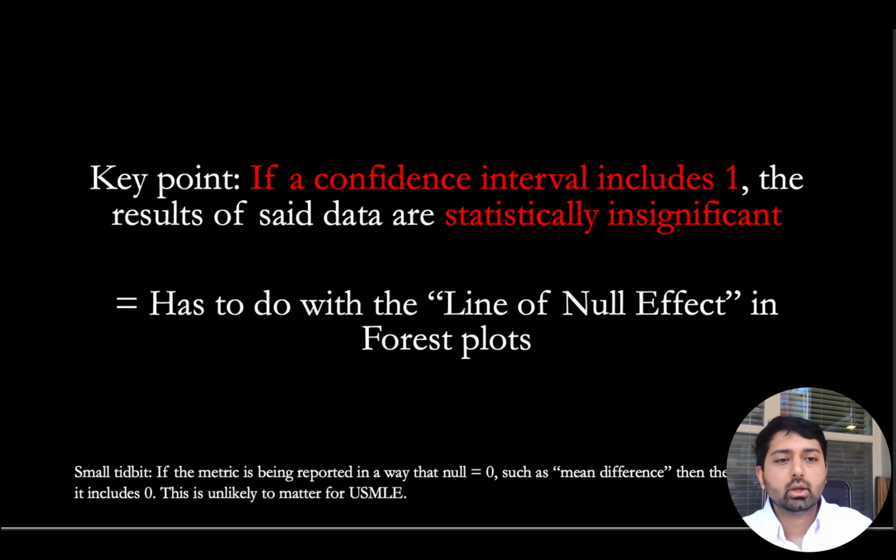You can either memorize that or you can think about it. It has to do with something called the line of null effect. If a confidence interval includes 1, the results of said data are statistically insignificant. And if you think about why that is, when you're talking about things like relative risk or odds ratio or hazard ratio, when you have the relative risk just equaling 1, that basically means that your new variable is no different than the null hypothesis.